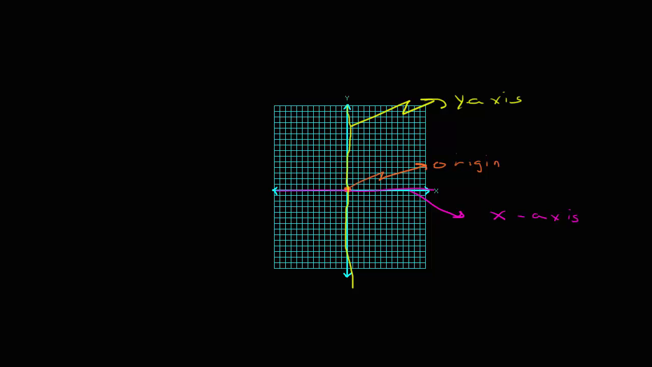And points can end up in different, what are called quadrants. We have the first quadrant right here, usually given the Roman numeral 1. The second quadrant is right there, Roman numeral 2. The third quadrant is over here, Roman numeral 3. And the fourth quadrant is over here, Roman numeral 4. Those are the essential parts of the coordinate plane that you need to know.